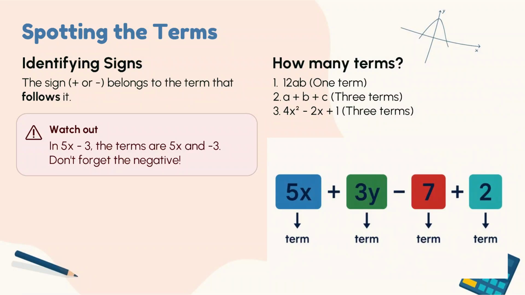Let's look at a few examples. 12ab is one term because everything is being multiplied together. a plus b plus c has 3 terms: a, b, and c. 4x squared minus 2x plus 1 has 3 terms: 4x squared, -2x and 1. Always keep the sign with the term.